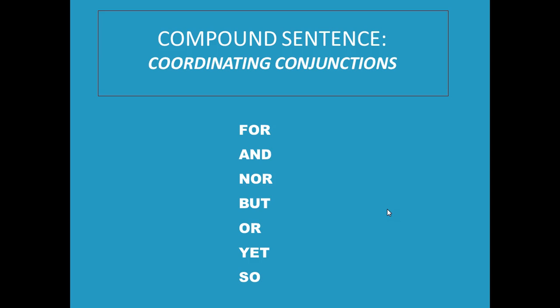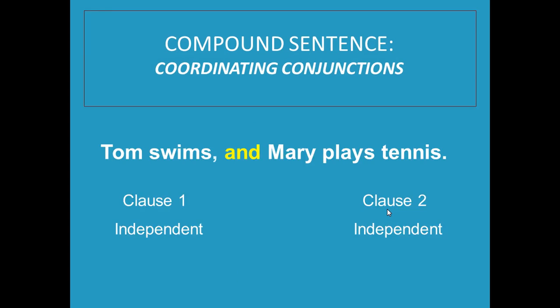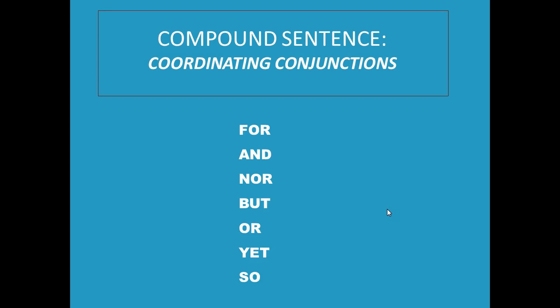Compound sentence coordinating conjunctions are for, and, nor, but, or, yet, so. I'm sorry, let me go back one more time. Go ahead and write those down. For, and, nor, but, or, yet, and so. Coordinating conjunctions: for, and, nor, but, or, yet, so.